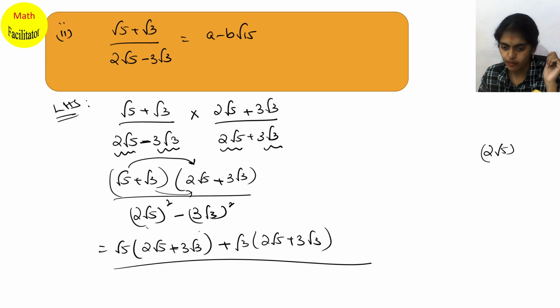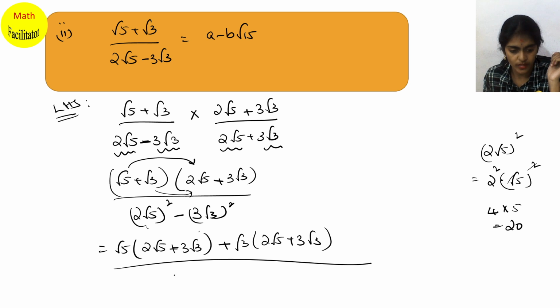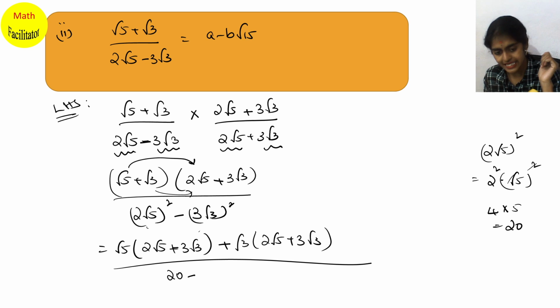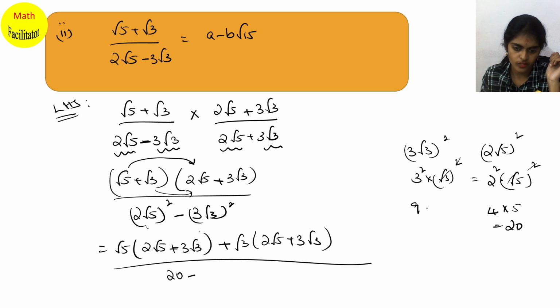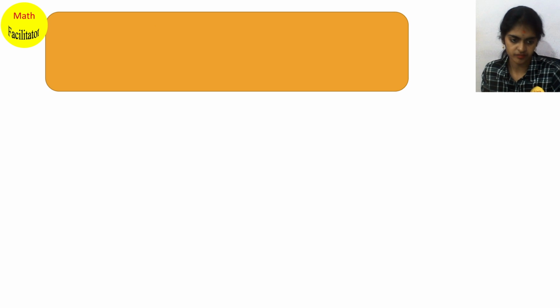2 root 5 whole square is how much? You can write as 2 square into root 5 whole square. 2 square is 4 into root 5 whole square is 5. So 4 into 5 is 20. So 20 will be the answer, minus 3 root 3 whole square. You can write it as 3 square into root 3 whole square. So 3 square is 9. So root 3 whole square is 3. So 9 into 3 is 27. You will get here. So let me write it here.